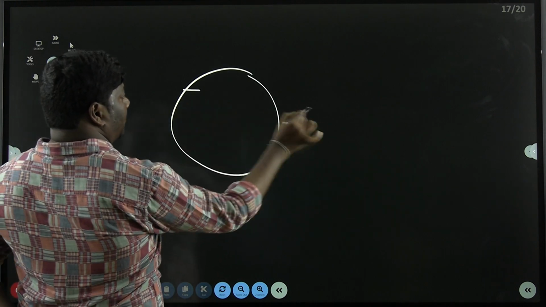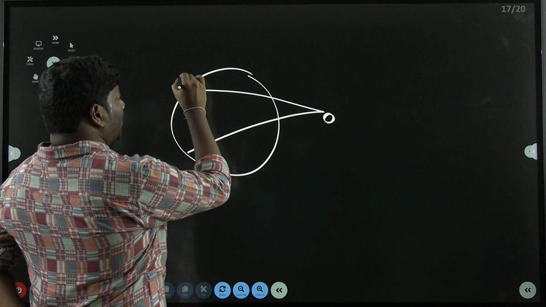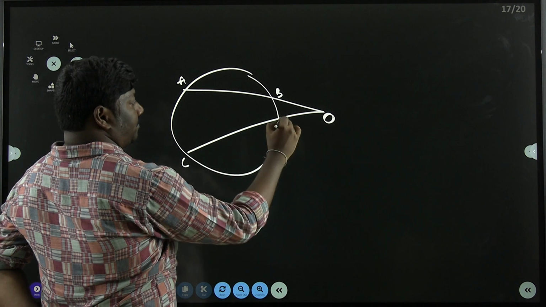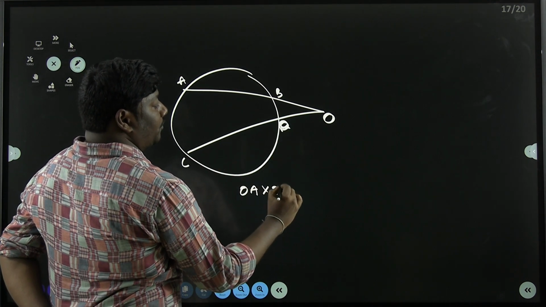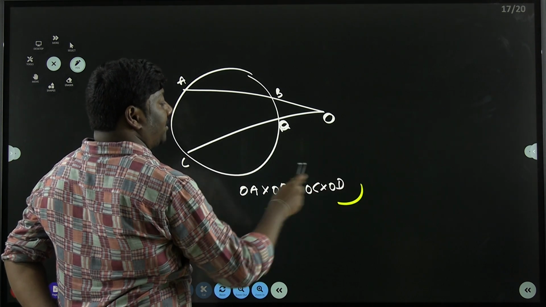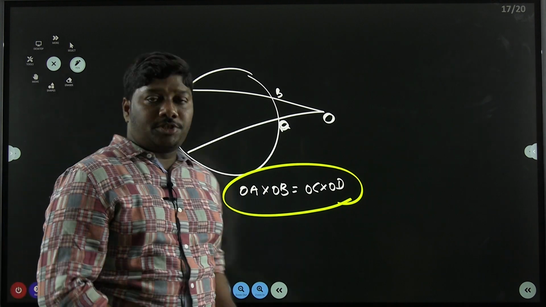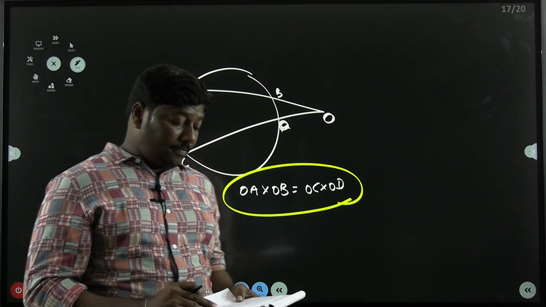When two chords intersect or two secants intersect, whatever the point you can assume, say O, with points A, B, C, D, you can also say OA into OB is equal to OC into OD. This formula is also very, very important. If they intersect internally or externally, it doesn't matter. These two formulas you must remember: OA into OB equal to OC into OD, and OT square is equal to OA into OB.